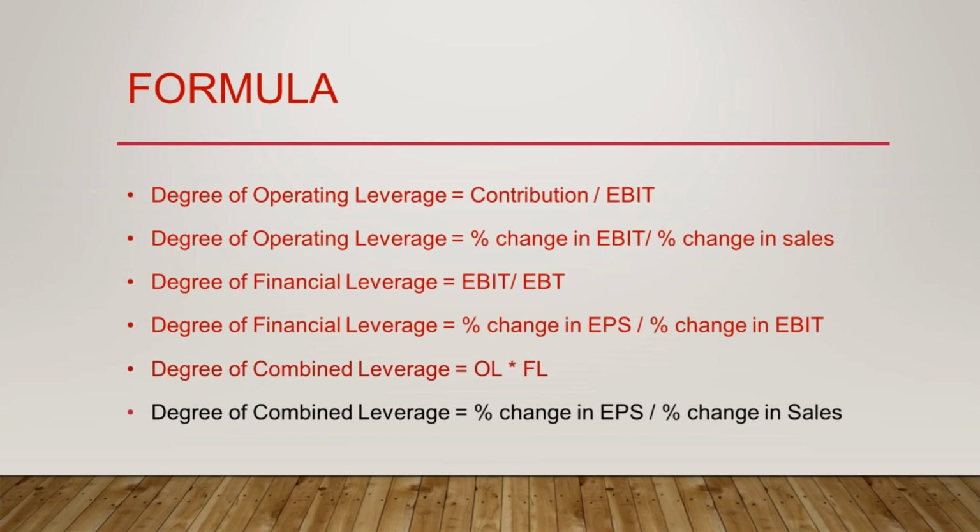Degree of combined leverage would be the product of operating leverage and financial leverage, or you can use the formula of percentage change in EPS by percentage change in sales. So now try to understand: because of the change in sales, how much you're earning, how much your profit is being impacted. That is what the degree of operating leverage signifies. And because of the percentage change in your earning, what is the percentage change in the earning per share, that is the earnings for the shareholders? That would be shown by the degree of financial leverage.